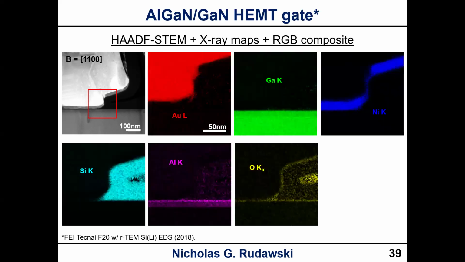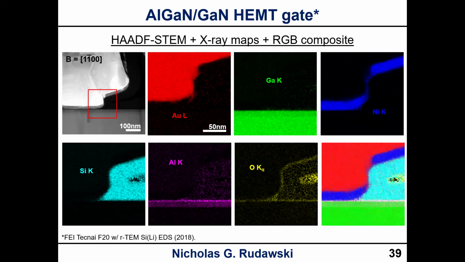And if we look then at the maps for the gold L, gallium K, nickel K, silicon K, aluminum K, and oxygen K alpha. You'll notice with the oxygen K alpha, I did put the alpha. That's because there is no beta peak for oxygen, so in that case, it is appropriate to list that specifically as just K alpha. Now, if we overlay these, we get this nice rendering, and we can see where everything is relative to everything else.